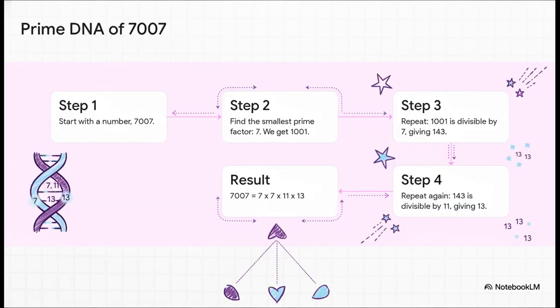And this process shows us how we can methodically break any number down into its unique prime factors. Okay, so take a number like 7007. We start by finding the smallest prime that can divide into it. In this case, it's 7. That leaves us with 1001. We just do it again. Turns out, 1001 is also divisible by 7, which gives us 143. Okay, what's next? 143 is divisible by the next prime, 11, and that leaves us with 13. And since 13 is itself a prime number, we stop. And there it is. The prime DNA of 7007 is 7 times 7 times 11 times 13.